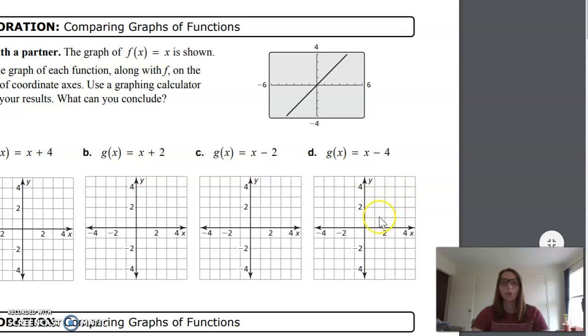Your parent function should already be there, and then you'll have your points at 0, negative 4, and 4, 0, and put a line between those 2 points. And that's the end of this section. The next one we will do is comparing graphs of functions, next time.